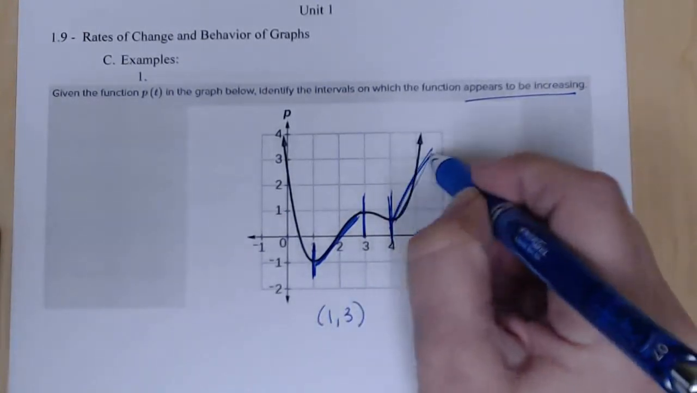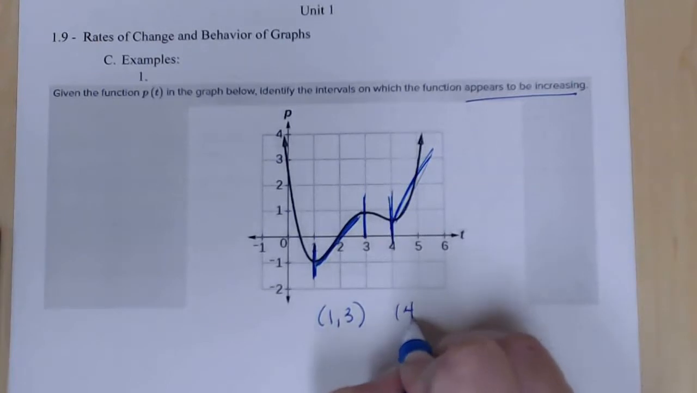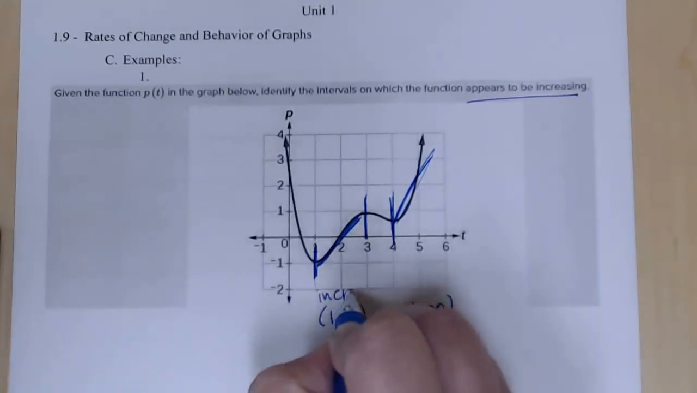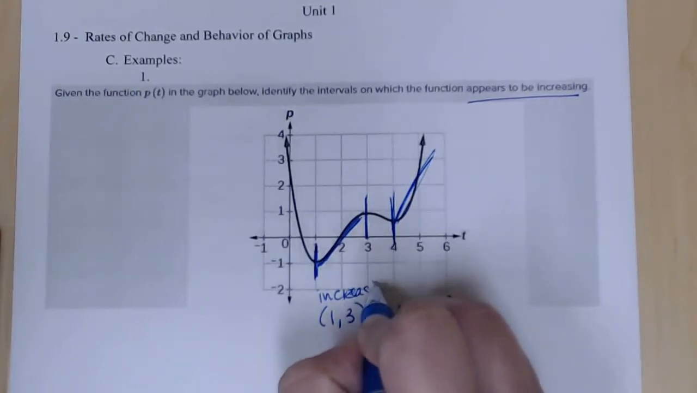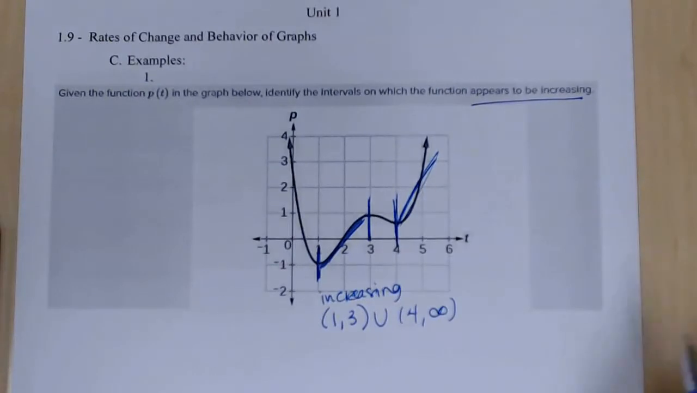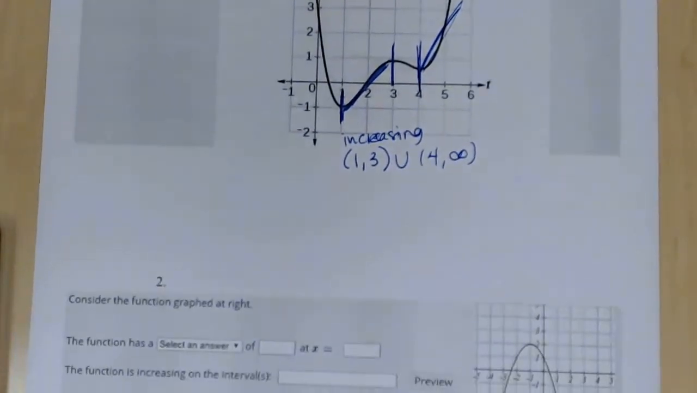And then over here it's increasing. So I'm going to say from 4 to infinity. And so I would say that it's increasing from 1 to 3, union with 4 to infinity. Still using that interval notation.